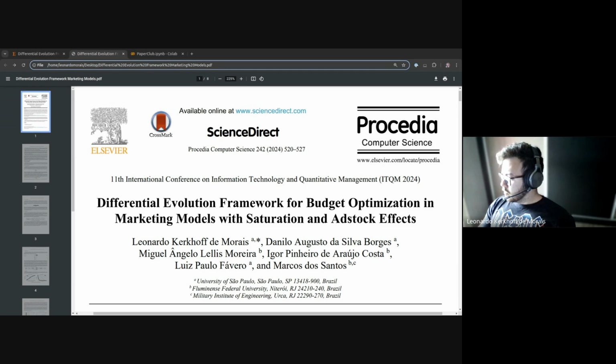Okay, so hello guys. The paper I chose to bring you today is Differential Evolution Framework for Budget Optimization in Marketing Models with Saturation in Adstock Effects. This is a pretty big name. There is a lot of information around here.